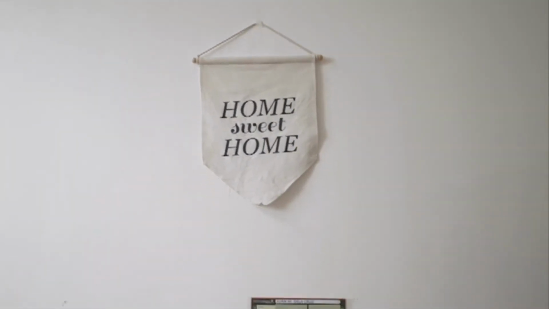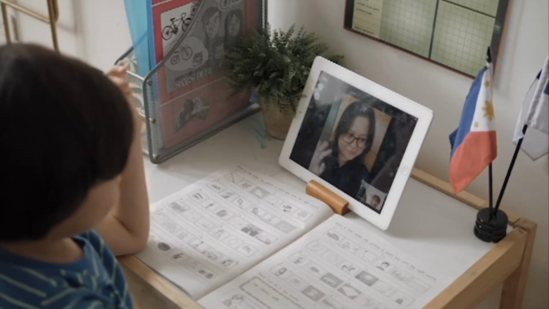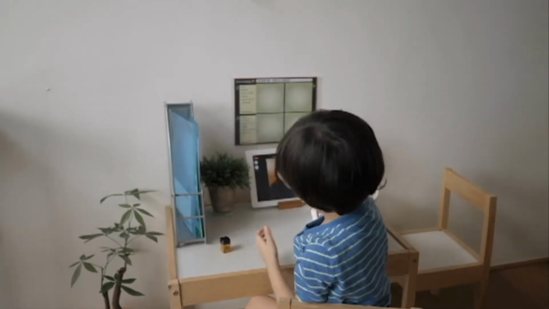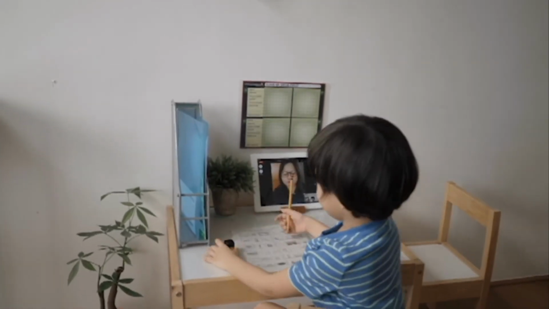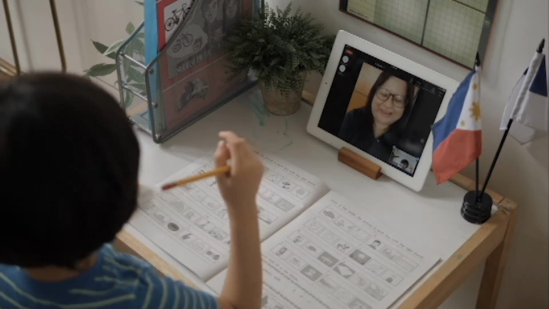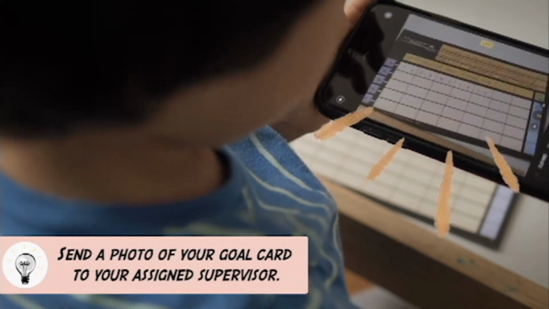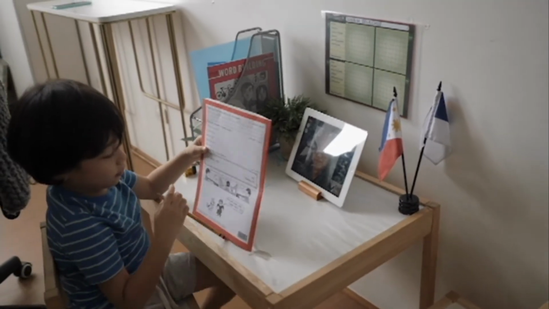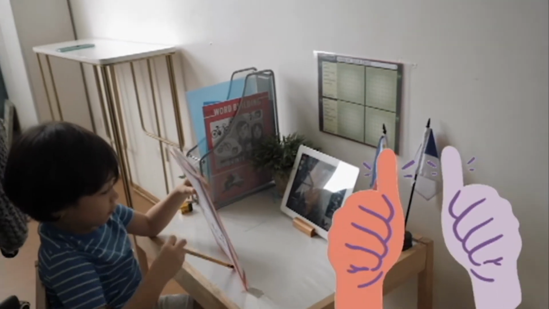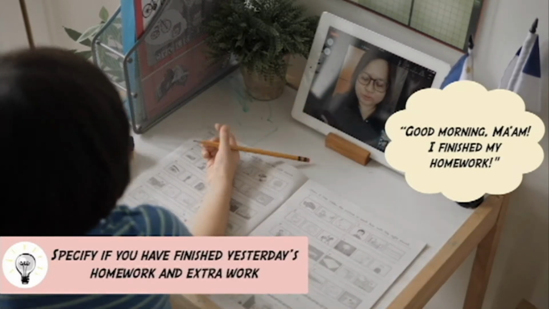Each school day starts with a group video devotion, which also serves as the attendance check. Students who check in after the devotion will be marked as late. Goal checking is done immediately after the devotion. Send a photo of your goal card to your assigned supervisor. Make sure that your goals for the day have all been set. Specify whether you have finished yesterday's homework and extra work.